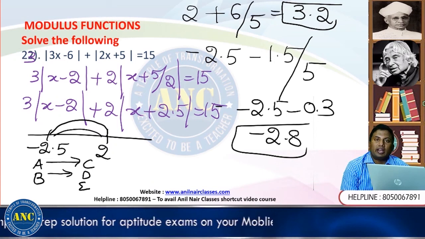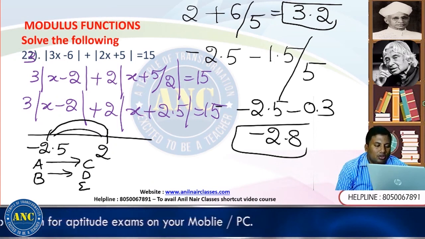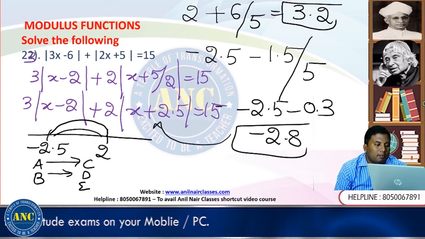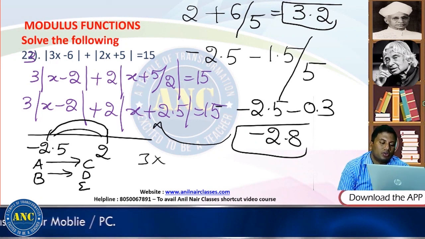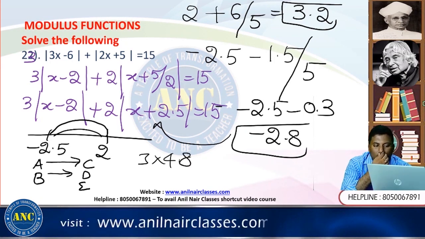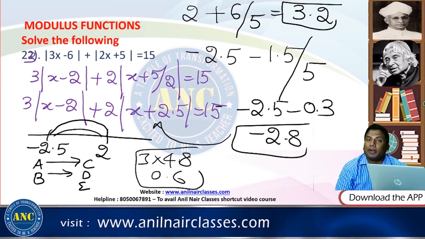Minus 2.8. In case you have a doubt, you cross-check it. Minus 2.8 minus 2 is minus 4.8. So 3 into 4.8. Minus 2.8 plus 2.5 is minus 0.3, into 2, which is 0.6, which is 15. I hope it is clear.